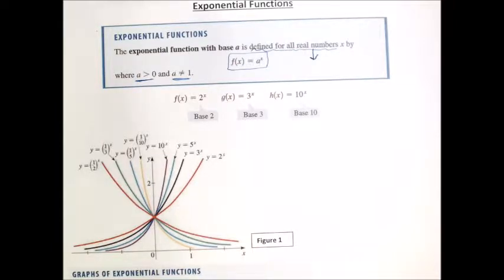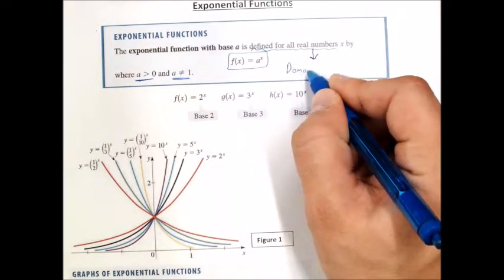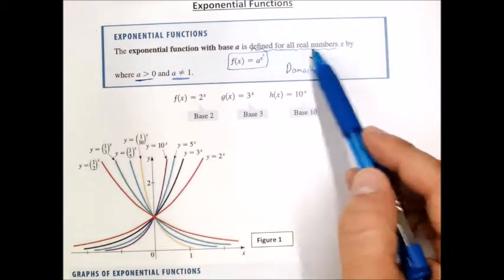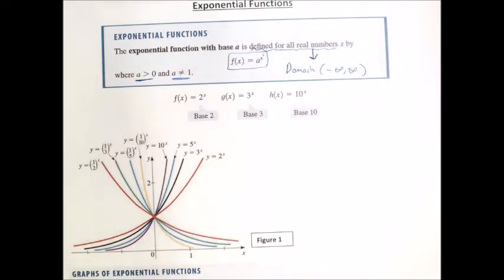Stephen? Domain, yeah. This is telling us that the domain is any number. It's saying it's defined for all real numbers. That means that the domain is any number. And so keep that in mind. That means you can plug anything into these, right? You're never going to divide by 0. You'll never take the root of a negative. There's no issues in exponential functions. That's kind of important.